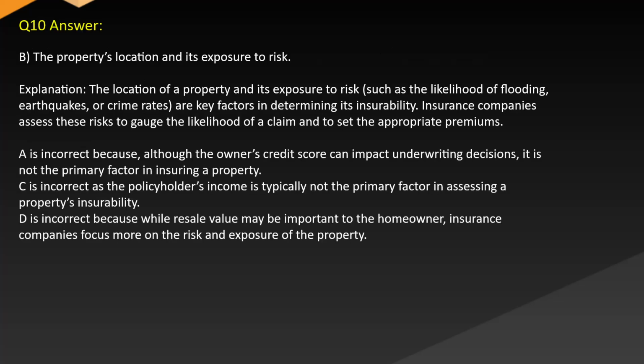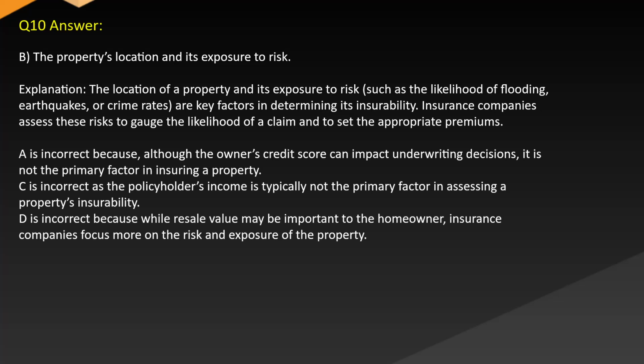Answer. B. The property's location and its exposure to risk. Explanation. The location of a property and its exposure to risk, such as the likelihood of flooding, earthquakes, or crime rates, are key factors in determining its insurability. Insurance companies assess these risks to gauge the likelihood of a claim and to set the appropriate premiums.